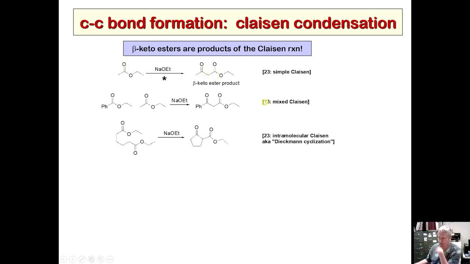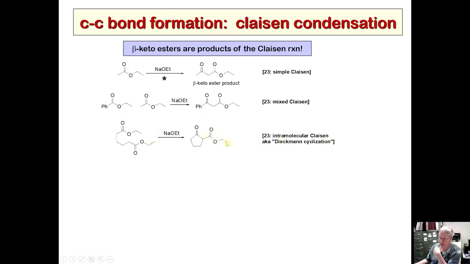You can do a mixed Claisen, same kind of thing. Now, who's attacking who? Who can be the nucleophile? Well, this one has an alpha proton, so this will be the nucleophile because it can make an ester enolate. This attacks, kicks off the ethoxy, and you can see how it forms this mixed product.